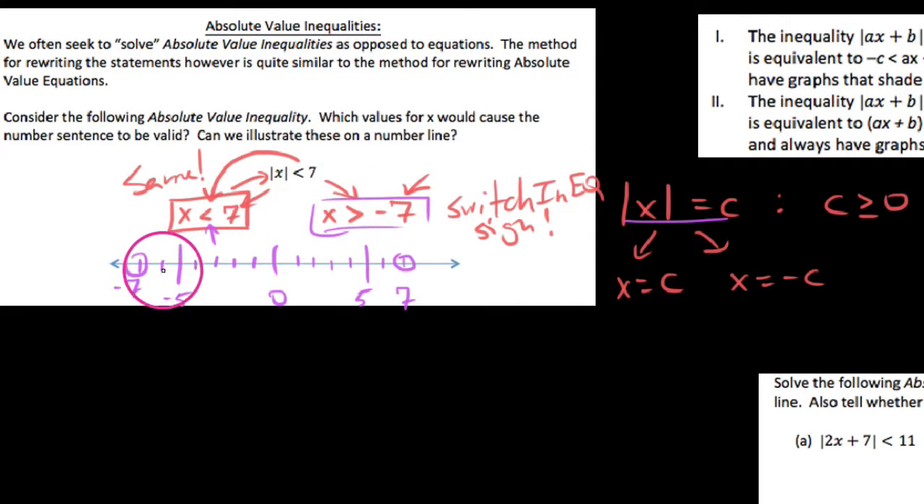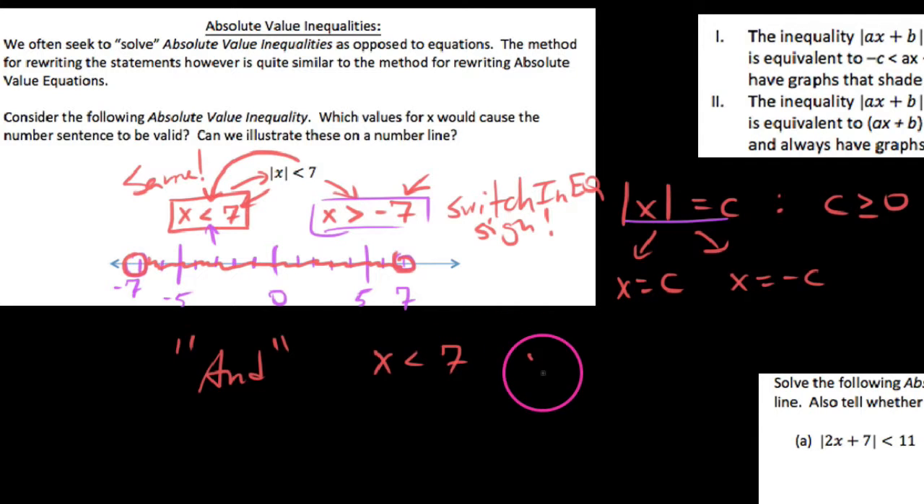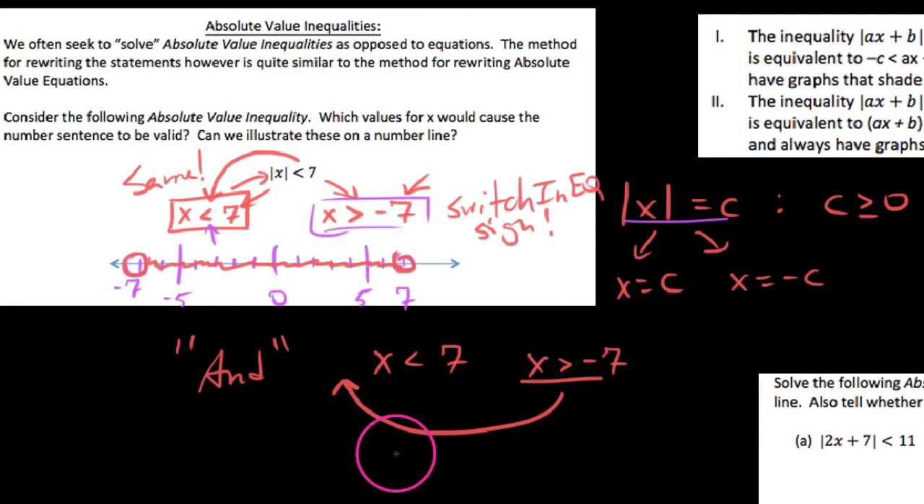The interesting thing about this graph is that we've seen situations like this before with compound inequalities, and these shade together. The important thing to note with shading together is that this is an AND situation. The reason why is because we could have taken these inequalities: x is less than 7, and x is greater than negative 7. If we were to take this and set it down on the other side, you would see this.